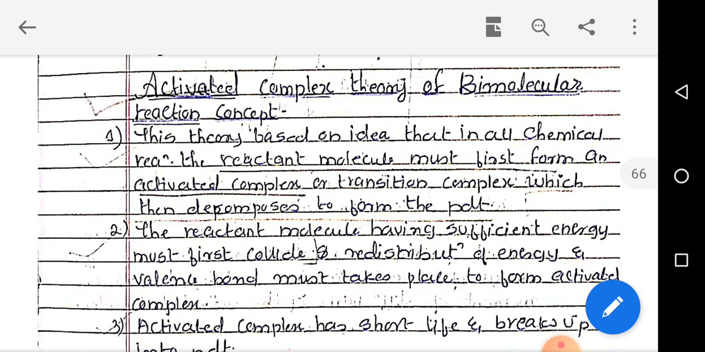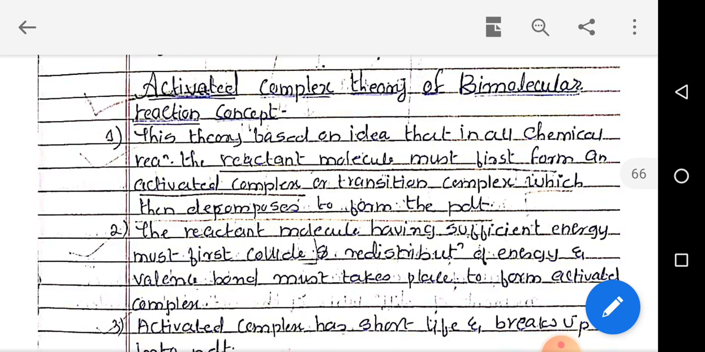This theory is based on the idea that in any chemical reaction the reactant molecules must first form an activated complex or transition complex, which then decomposes to form the products. We have studied this in the case of SN1 and SN2 reactions also, because while drawing the energy profile diagrams we drew, at the bottom, the reactant.